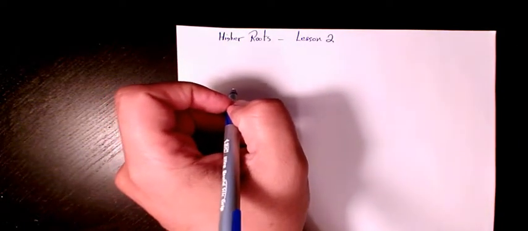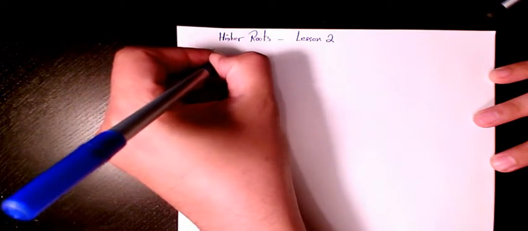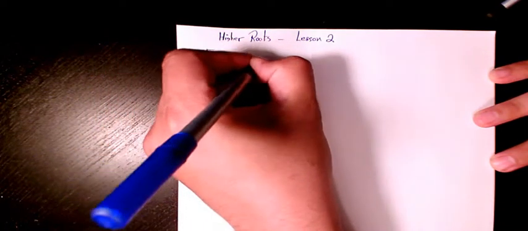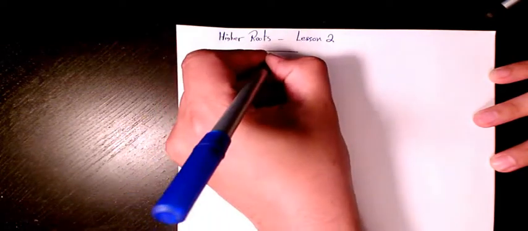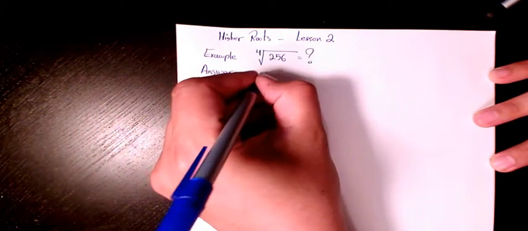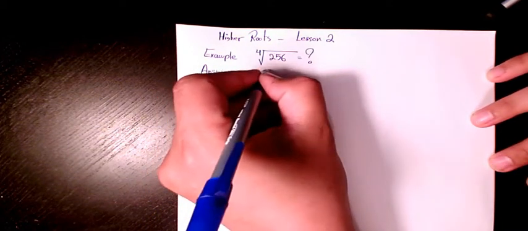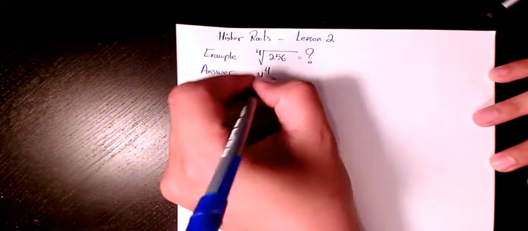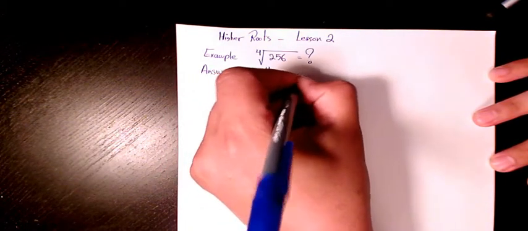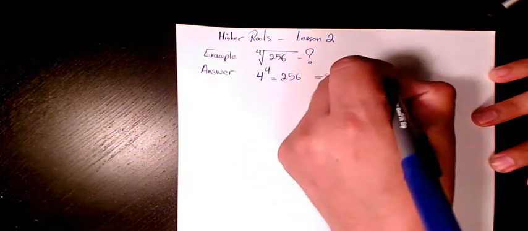Welcome to my channel. This video I want to show you some other examples regarding higher roots. The first example is finding the fourth root of 256. Answer is, we know 256 is like 4 to the power of 4. 4 to the power of 4 will be 256. So we can conclude that the fourth root of 256 will be 4.